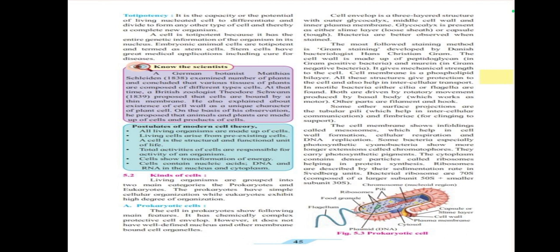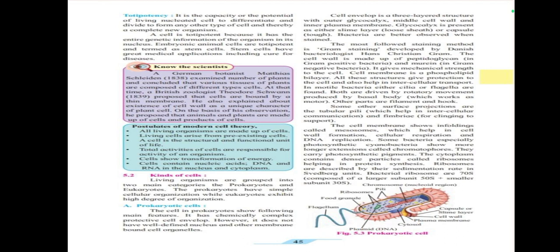A cell envelope is a three-layered structure with outer glycocalyx, middle cell wall, and inner plasma membrane. Glycocalyx is present as either slime layer or capsule. Bacteria are better observed when stained. The most followed staining method is gram staining, developed by Danish bacteriologist Hans Christian Gram. The cell wall is made up of peptidoglycan in gram-positive bacteria and murein in gram-negative bacteria. It gives mechanical strength to the cell.